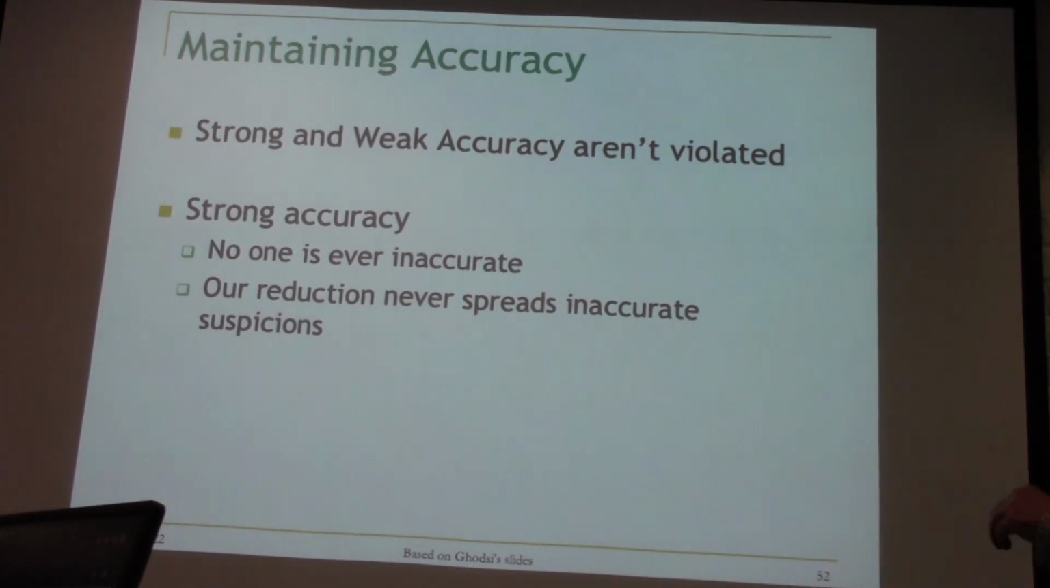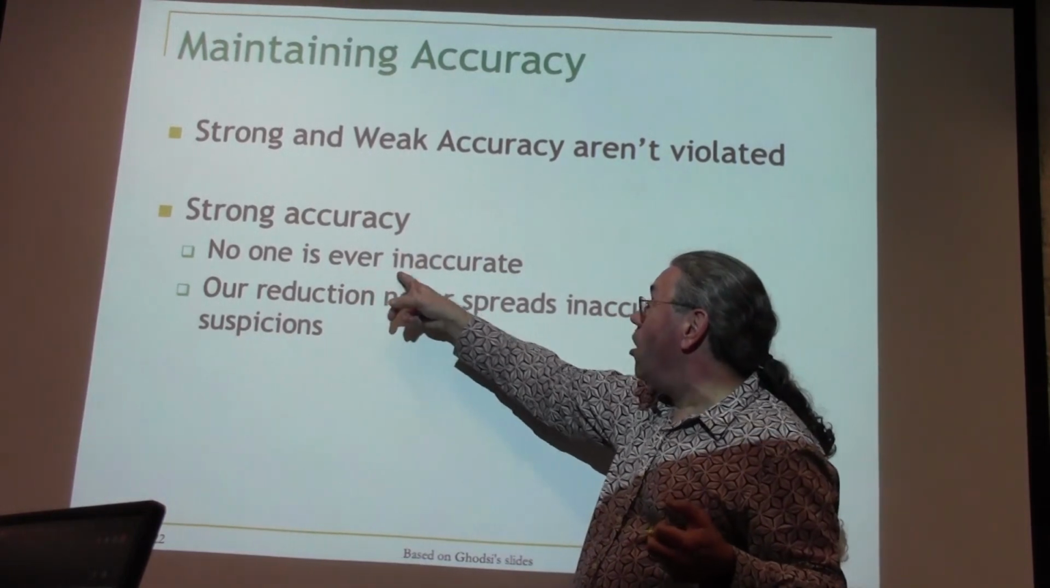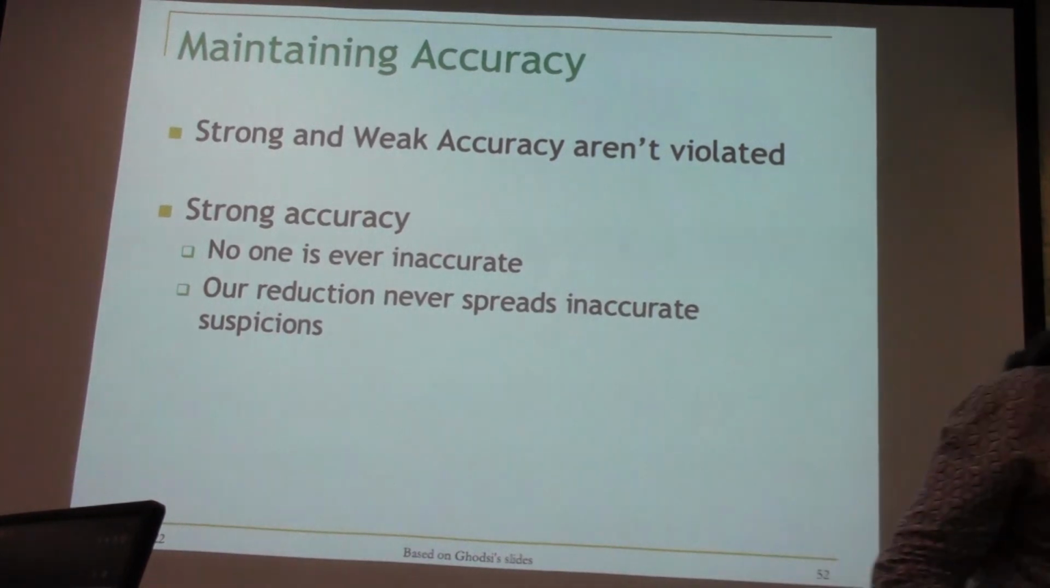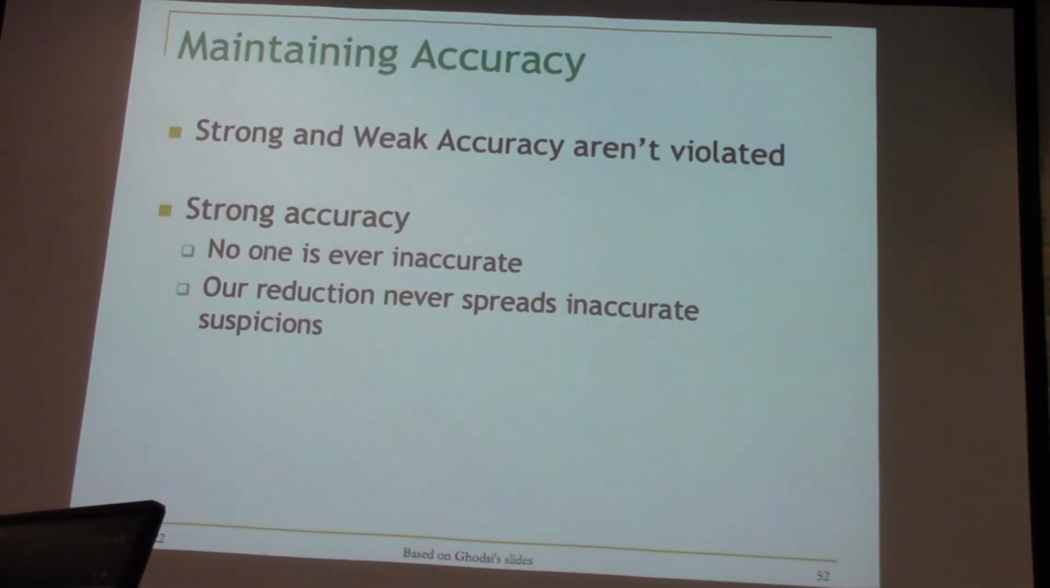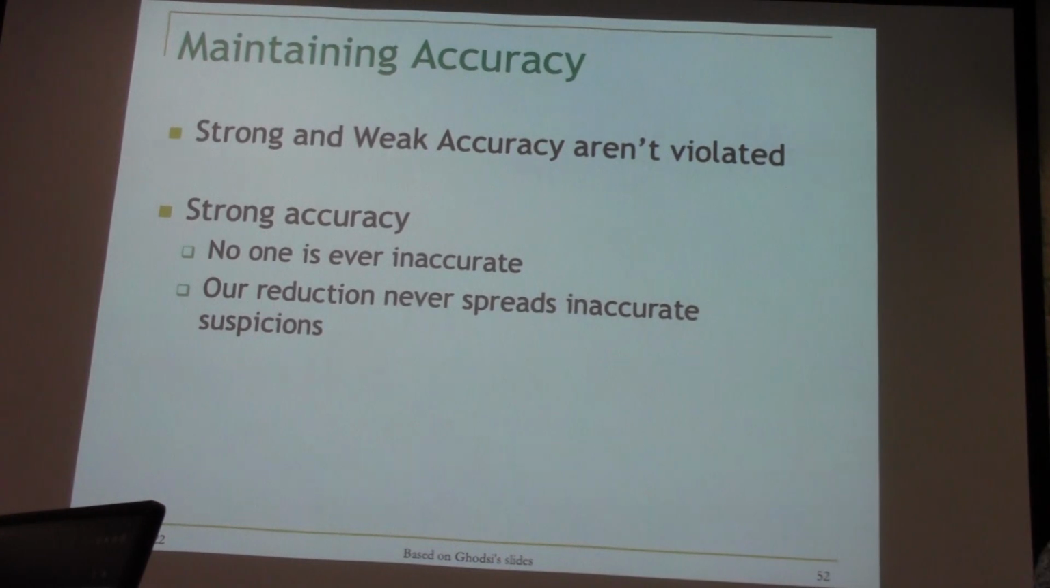Okay? So assume that both detectors are strongly accurate, so no one is ever making a mistake, and therefore, if we send information from here to there, this information will have no mistakes, so whatever this node receives will have no mistakes. So it will not be spreading inaccuracy.